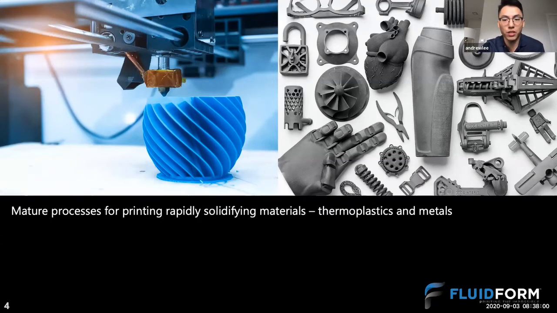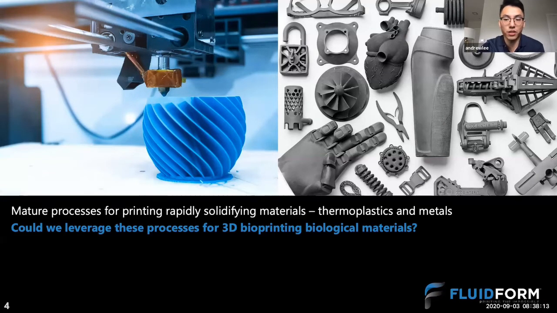All of these parts are produced using 3D printing processes that have been developed around the intrinsic properties of the materials. And for a long time now, a lot of people in the field of biomedical engineering have asked the question, could we borrow these same 3D printing technologies that allow us to print plastics and metals and use that to print biomaterials that are interesting to the human body?